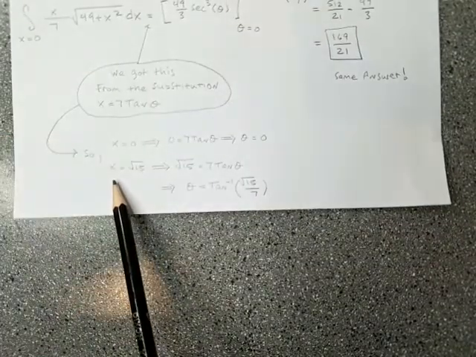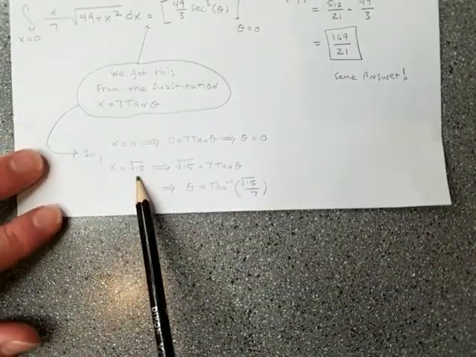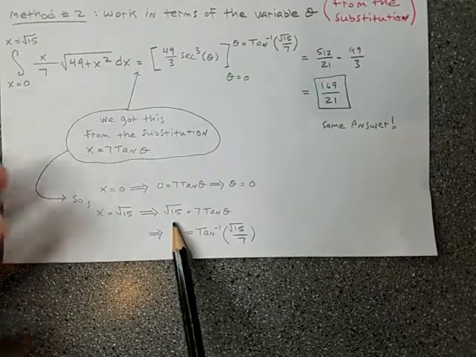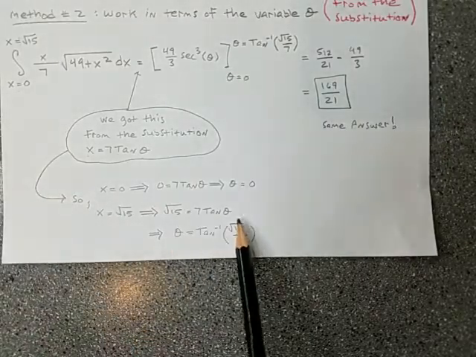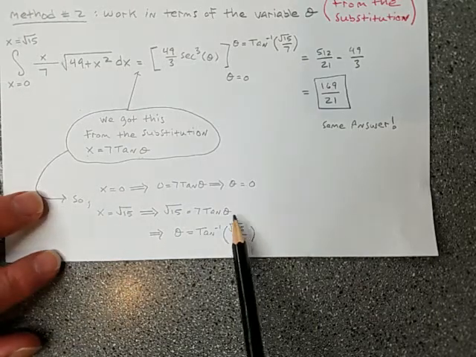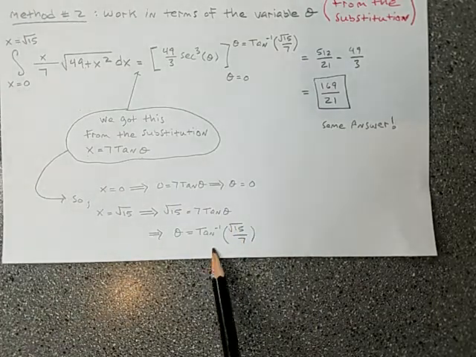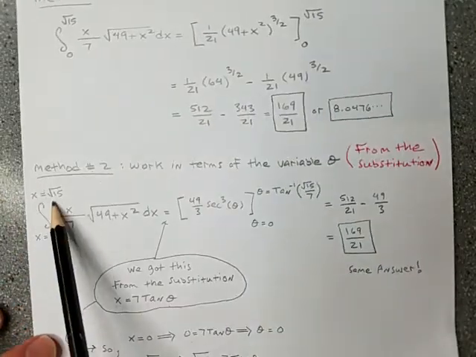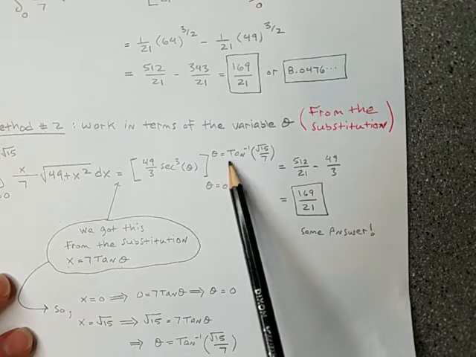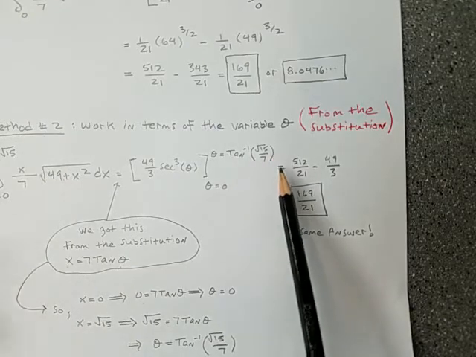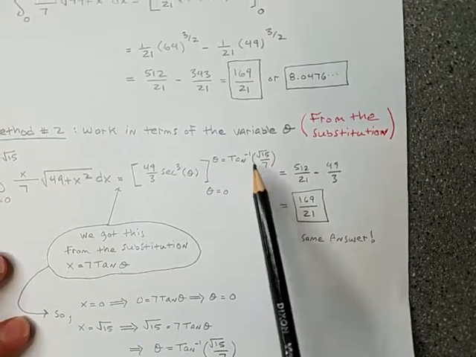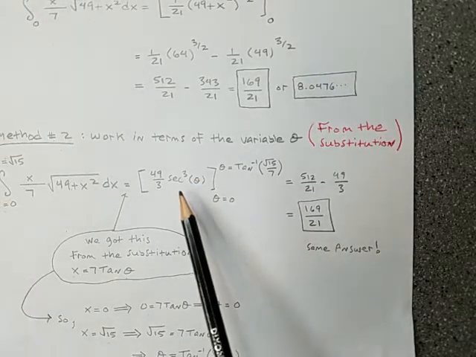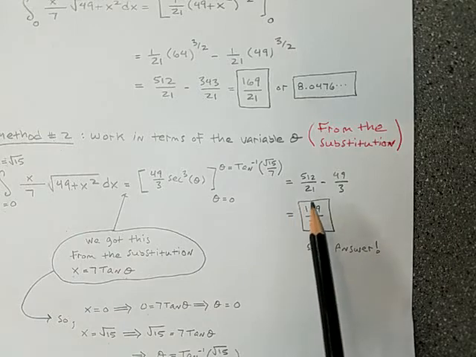We could do it the same way, though. If x is root 15, that gives me a way to find theta. Root 15 equals 7 tangent theta. So I divide by 7, and I use the inverse tangent function. So if x is root 15, theta is tangent inverse of root 15 over 7. That's what that bound should be if your variable is theta, and we're going to leave it like that. So that's how we change our bounds.